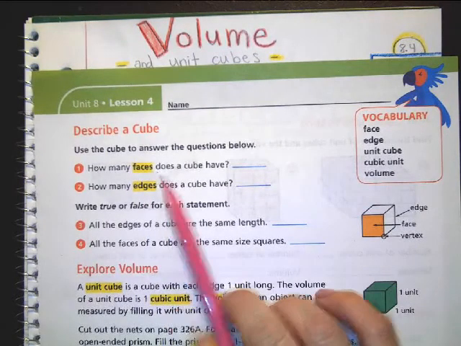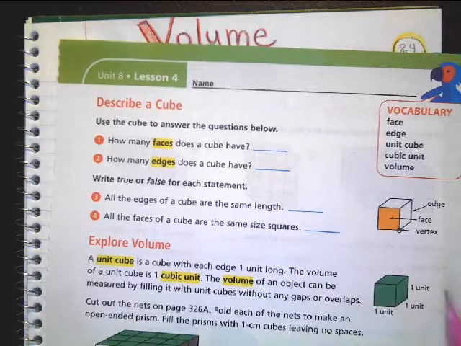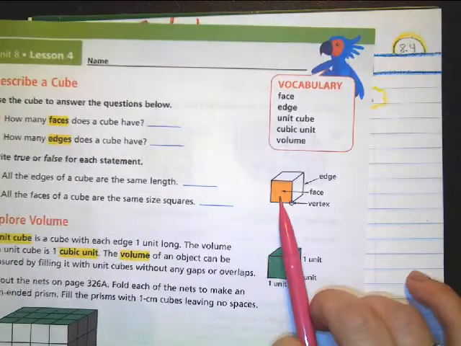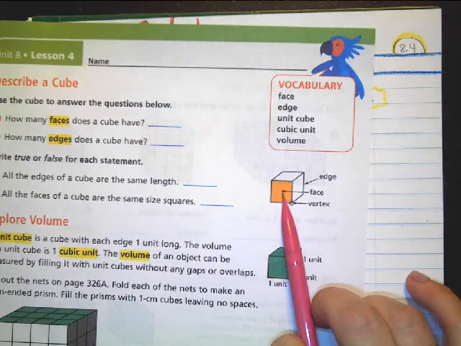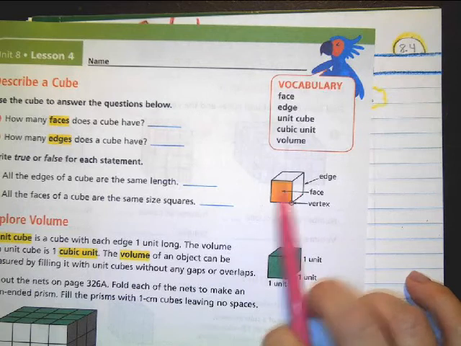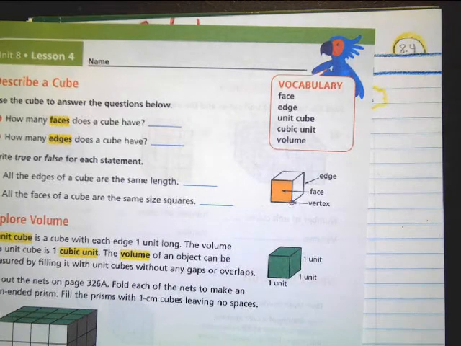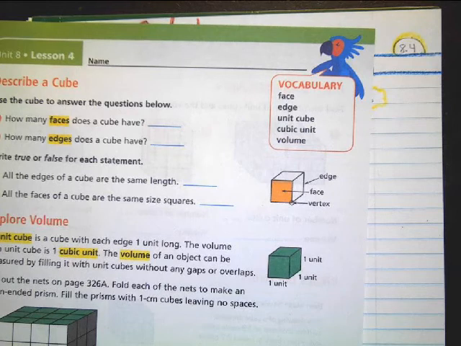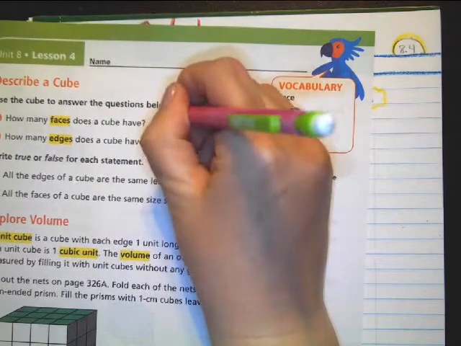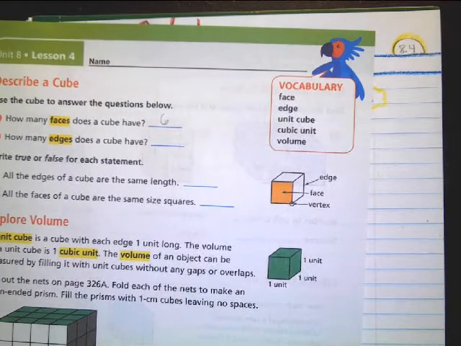How many faces does a cube have? So a face is something that you would see in the front or on top, on the sides, in back, or on the bottom. So think of a cube like a die. You know, you roll a pair of dice. Think about that. How many faces does a die have? You could roll a 1, 2, 3, 4, 5, or 6. So there are 6 faces on a cube.